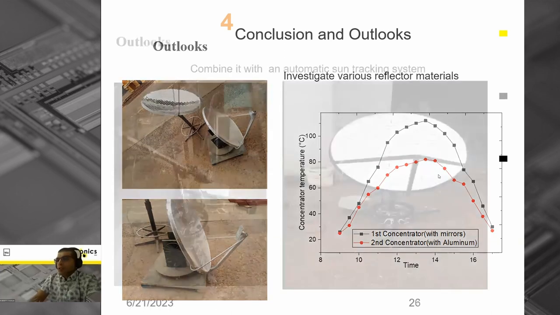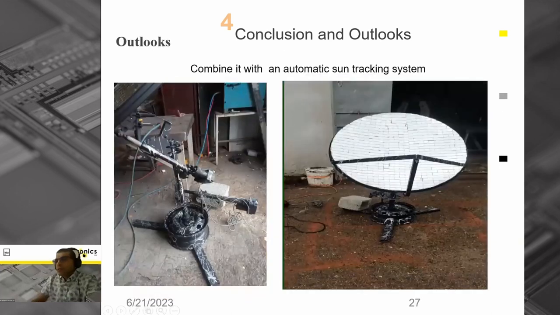So after that, we are now combining it with an automatic sun tracking system. So we have replaced the manual system with an automatic one using an electric cylinder and electric chuck to control the motion of our system. If you allow me, I will show you the video of our system.